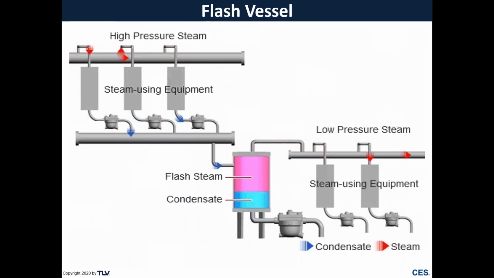So to look at it a different way, looking at the system as a whole, starting at the top left there, we have our high pressure steam line, and we're going to supply our high pressure steam using equipment. That condensate is going to be discharged through steam traps, which of course is going to flash into our high pressure condensate return header, which is going to drain into our flash vessel.